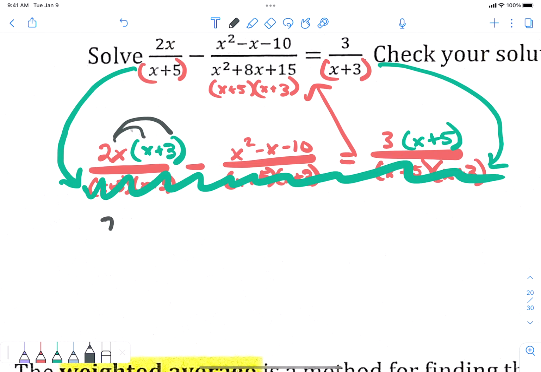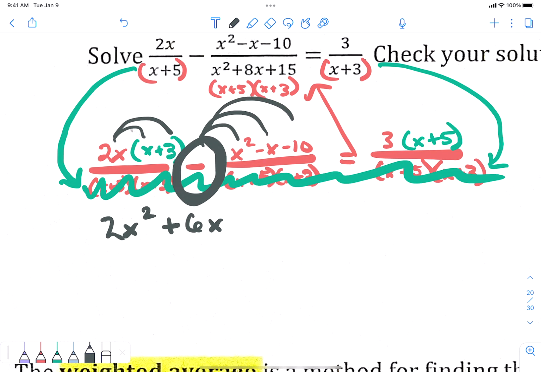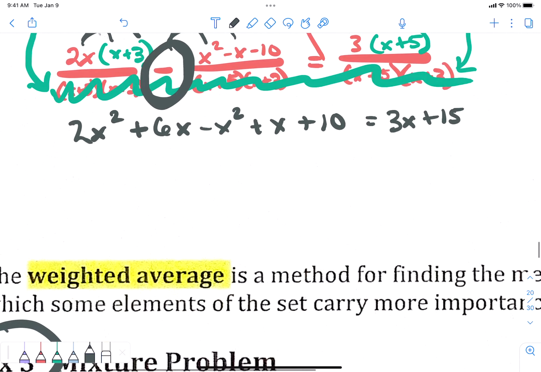So that becomes 2x squared plus 6x. Careful. Be careful. What's the next symbol that we have? Negative. You have to distribute the negative through. Negative x, so minus x squared, plus x plus 10 equals this guy, 3x plus 15. Beautiful. Okay, we've got lots of stuff we can put together.